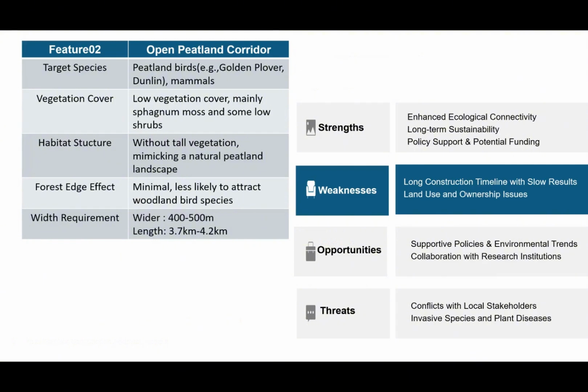One key advantage of this corridor is that it reduces forest effects, meaning it is less likely to attract woodland bird species. Additionally, its wider width, typically between 400 and 500 meters, ensures that birds can move safely without being affected by other species. This corridor is particularly suitable for connecting large fragmented peatland areas, helping species that have been isolated due to afforestation. We also have a SWOT analysis for this plan.